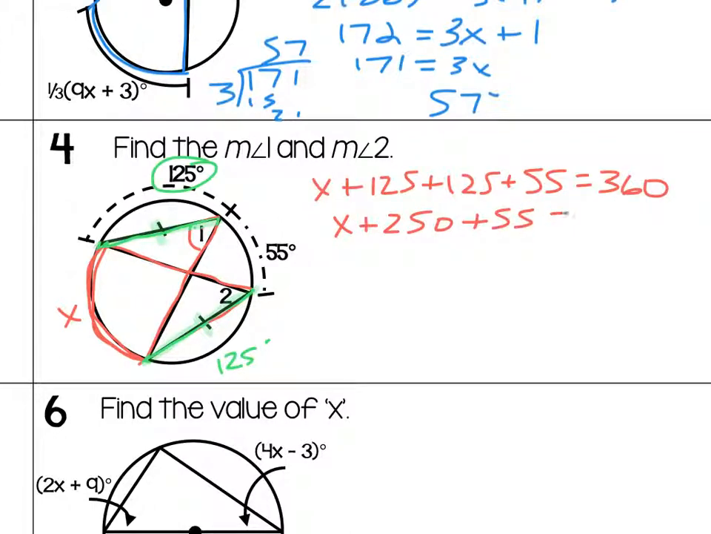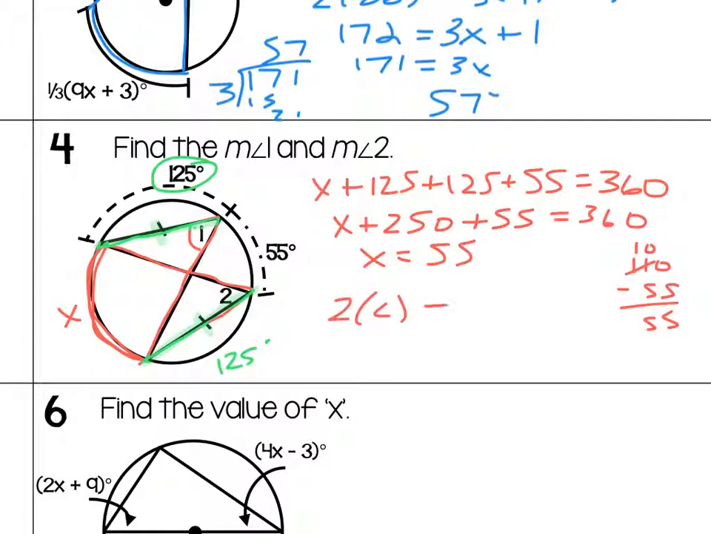250. So I'm going to do 110 minus 55. So x is going to be 55. And then 2 times your angle equals the arc, and my arc is 55 degrees. And divide by 2, that means the measure of angle 1 equals the measure of angle 2 equals 27.5 degrees.